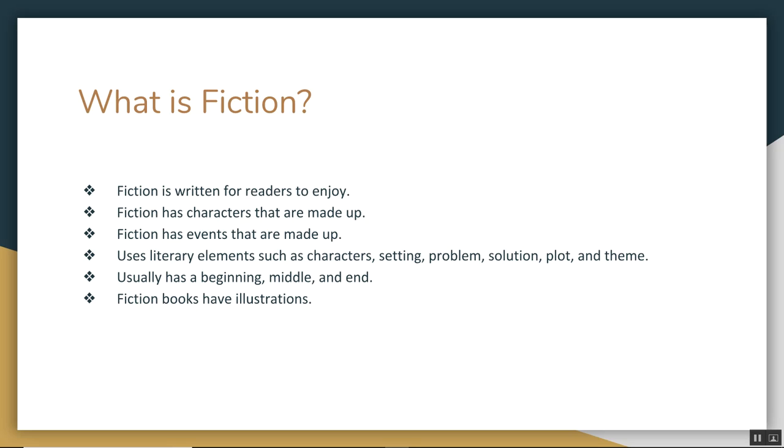The setting in a fiction book could be in a house, it could be in a school, it could be outside, or maybe even on a playground. With fiction writing, it includes a problem, solution, plot, and theme. It usually has a beginning, middle, and end, which is what we refer to as the plot. Fiction books also have illustrations, which are pictures that are drawn.